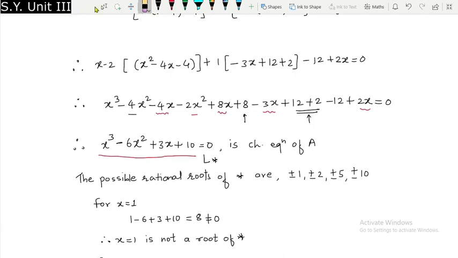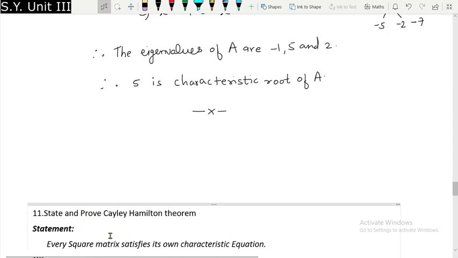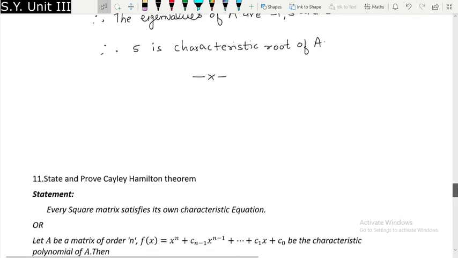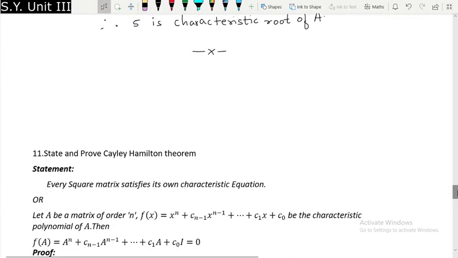Now let us see the statement. Here we go. Every square matrix satisfies its own characteristic equation. If you write the statement in a little more detail: if A is a square matrix of order n, and f of x equals x to the power n plus c(n-1) x raised to n minus 1 plus so on plus c1 x plus c0 is the characteristic polynomial of A, then f of A, which will be A to the power n and so on up to c0 I, is going to be equal to 0.